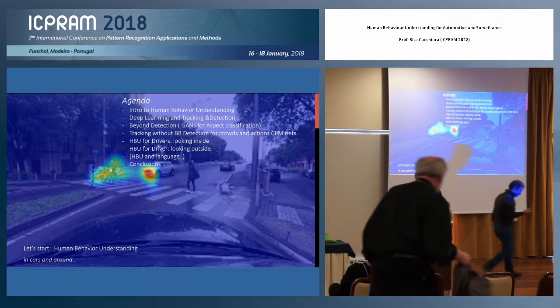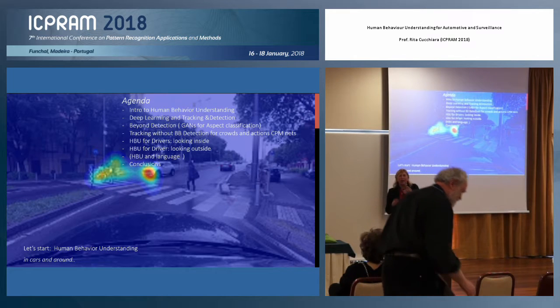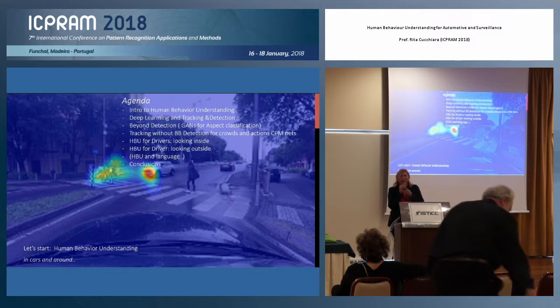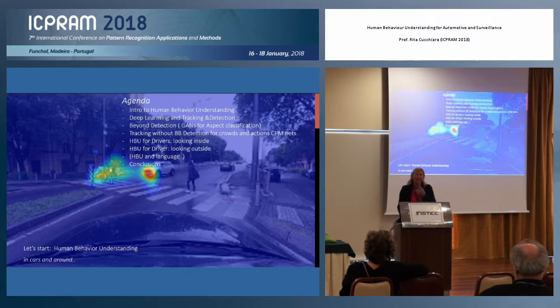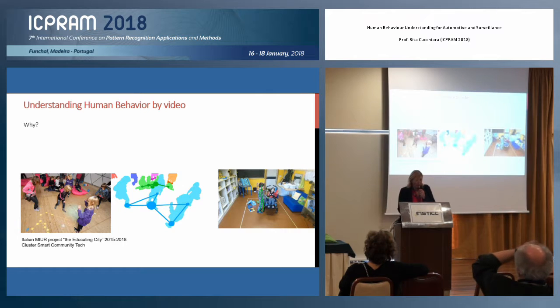After this is the agenda of my talk. I will start with a small introduction of what human behavior understanding is from a computer vision point of view, and then we will discuss more about the problem of data extraction and knowledge extraction from data, so about detection and classification, with some experiments we are doing with deep learning for surveillance and automotive.